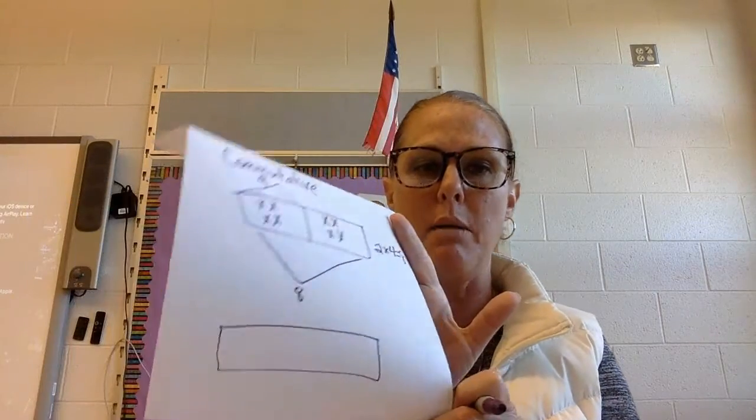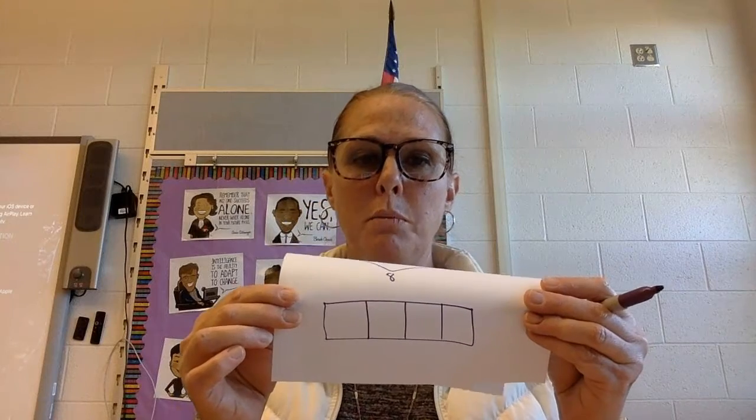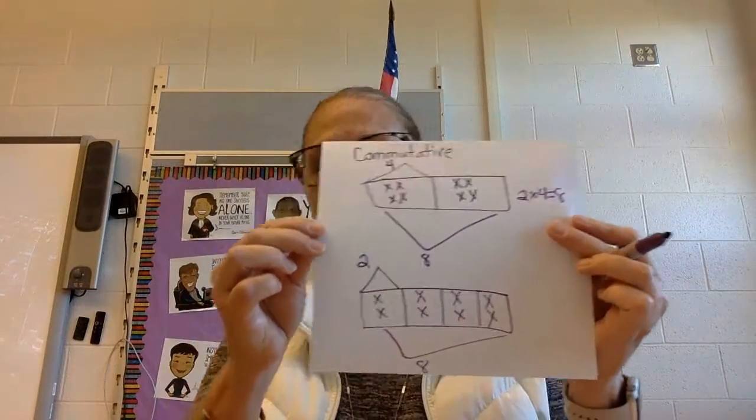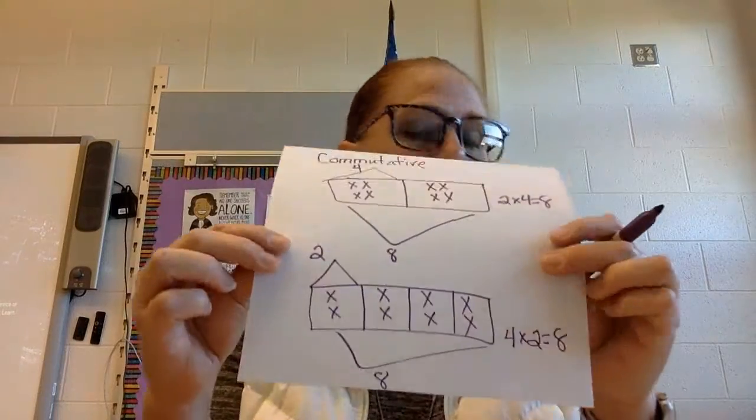Now let's draw another tape diagram, boys and girls, down below. Now we're going to represent 4 groups. So we draw our 4 groups, and in each of those groups we have 2. So you can show that right there. And then our total down below is going to be 8 again. And there we had 4 groups times 2 in each group equals 8.